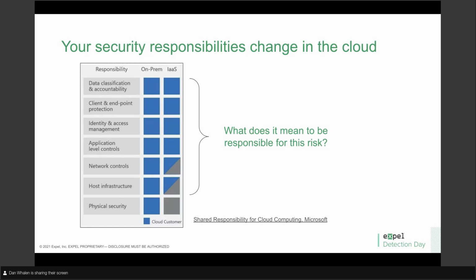So it's certainly true that you're responsible for less, but one of the dimensions that I think is often missed in these responsibility matrices is the fact that the responsibility actually changes between on-prem and infrastructure as a service. So what it means to be responsible as a customer, for example, for identity and access management, is slightly different. It actually changes versus infrastructure as a service, so in Azure.